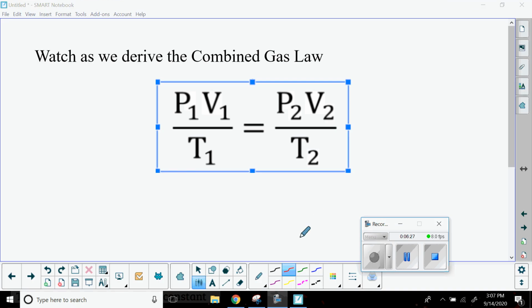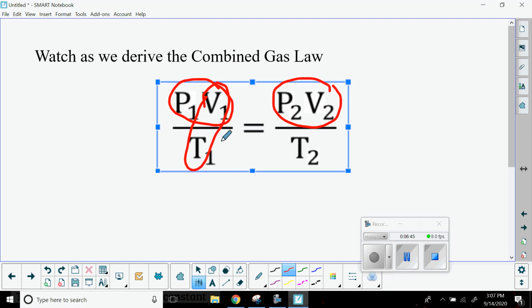So here's how we combine them. We know that P1V1 equals P2V2. Well, there is Boyle's law. We know that volume divided by temperature, there's Charles' law. They're all combined together. And we have pressure divided by temperature as Gay-Lussac's law. They're all put together here, and that's how we get the combined gas law. It's all three of those put together.